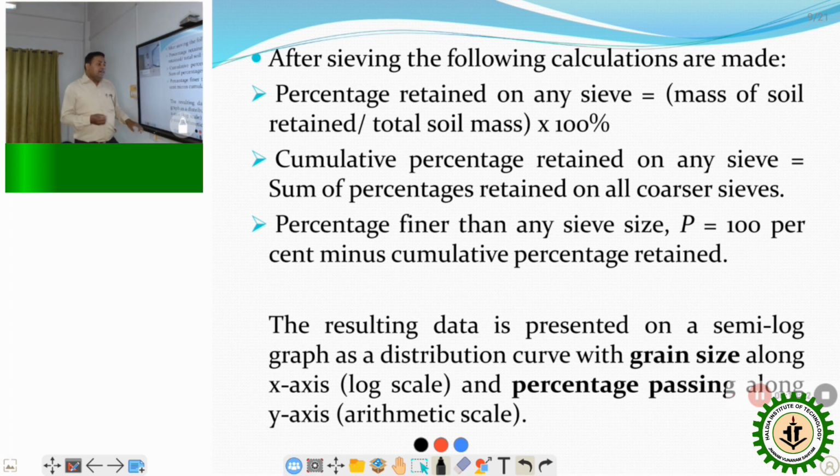will be presented on semi-log paper, and from there we have to draw a distribution curve. When we are plotting it on the semi-log paper, we have to plot particle size, or the grain size, along the x-axis, which is in a log scale, and percentage finer along the y-axis, which is the arithmetic scale.